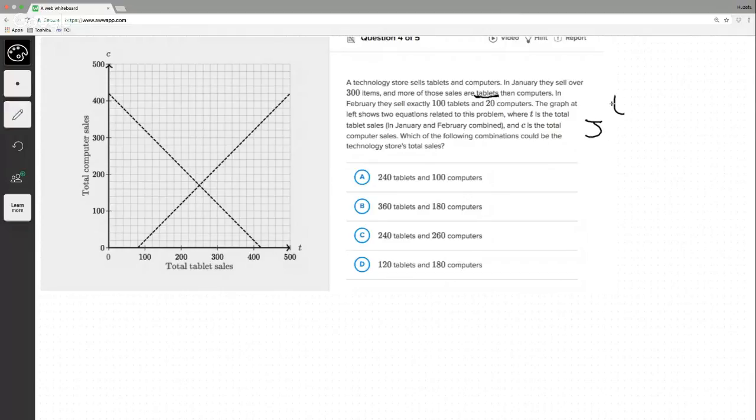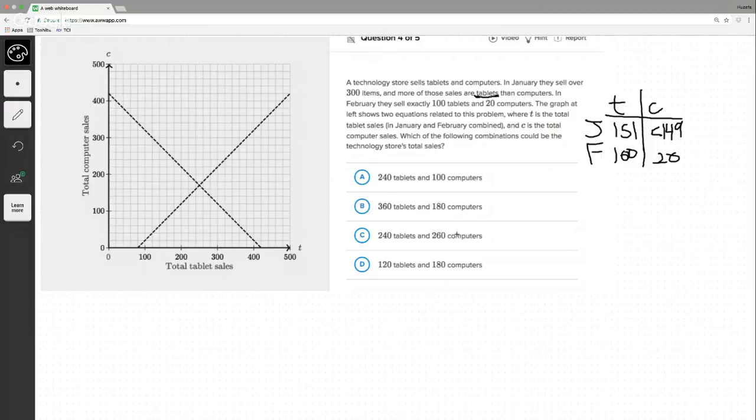Let's try it like this: tablets, computers, make a little thing here. In January, at least 151. And then in February, we've got exactly 100 tablets, and here we've got 20 computers, and they sell less than 150. Let's say less than 149. So we can see at least some good boundaries. Computers can't exceed basically 170, it has to be less than 170.